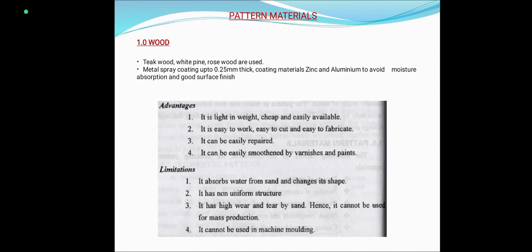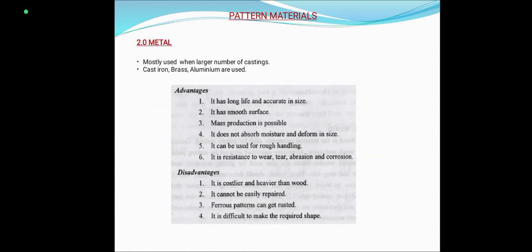Limitation, it absorbs water from the sand and changes its shape. It has no uniform structure. It has high wear and tear by sand, hence it cannot be used for mass production. It cannot be used in machine molding processes. Metal is mostly used when a larger number of castings are required.